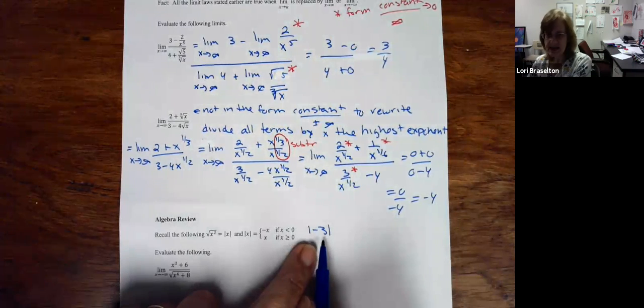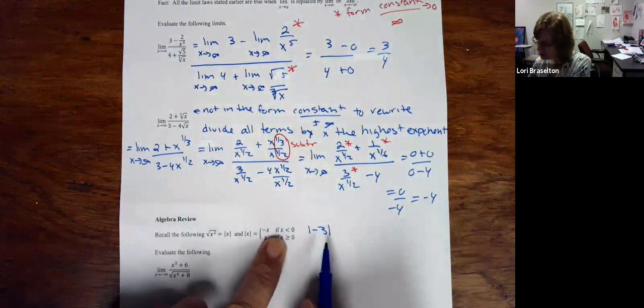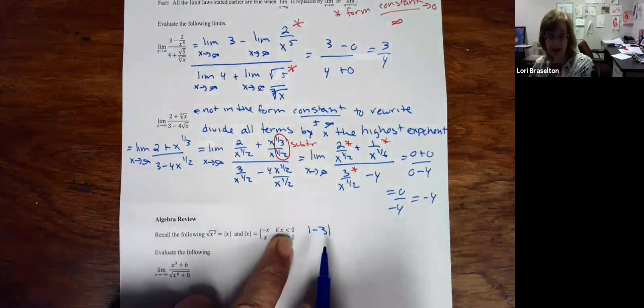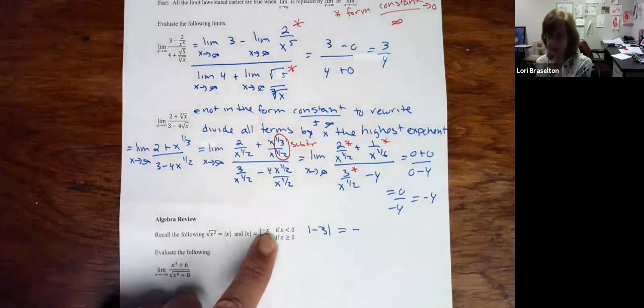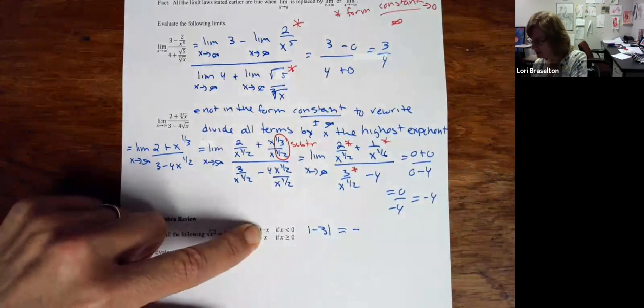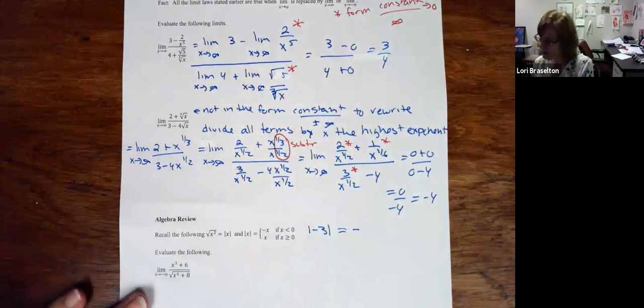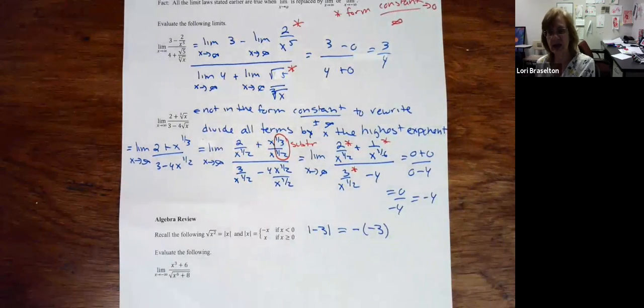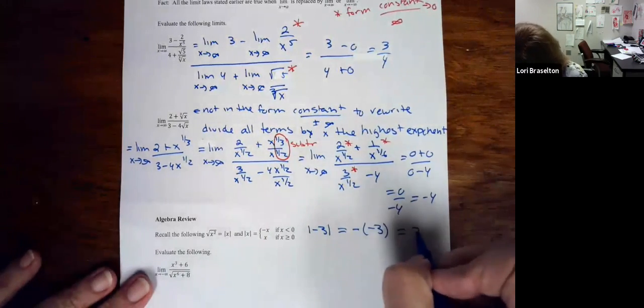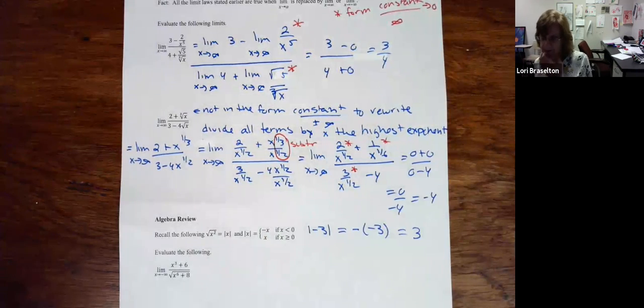So that inside is negative. If x is less than 0, my inside is negative. So we fall into this category. And so what the rule says is put down a negative, so that's this negative, followed by whatever the inside is. So the answer technically is -(-3), which is 3.